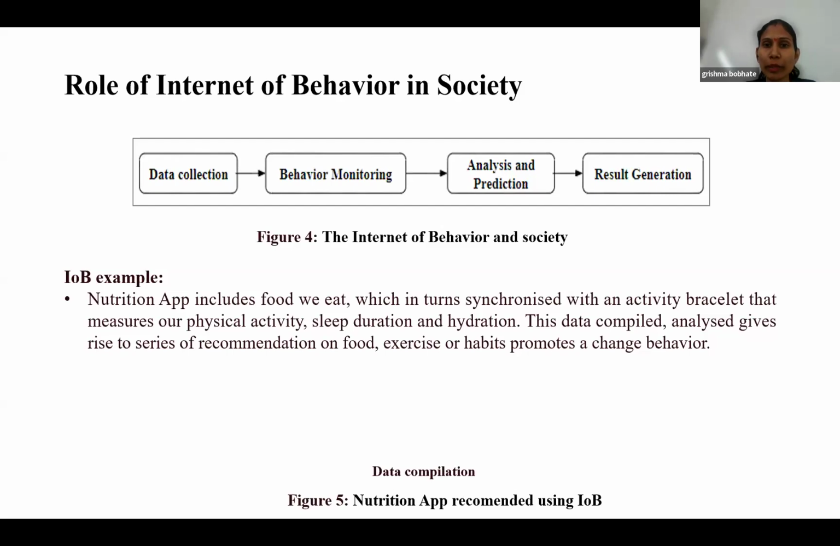Next is about the role of Internet of Behavior in society. Basically, how society plays a role.